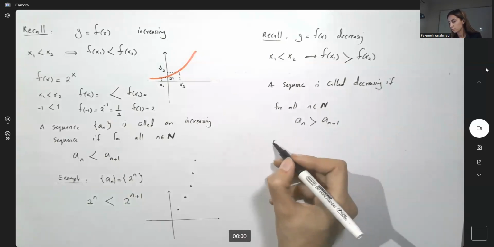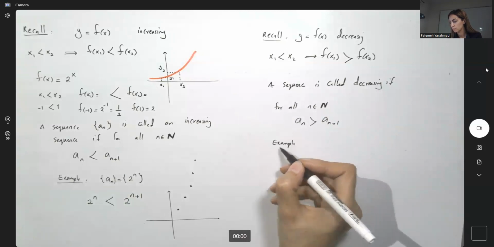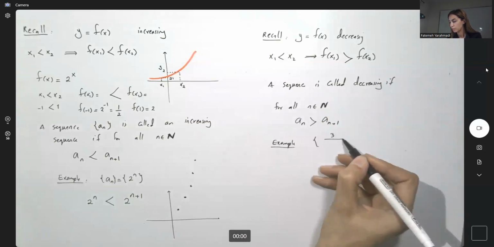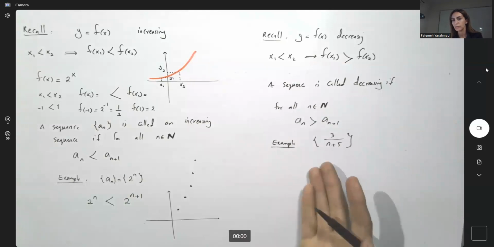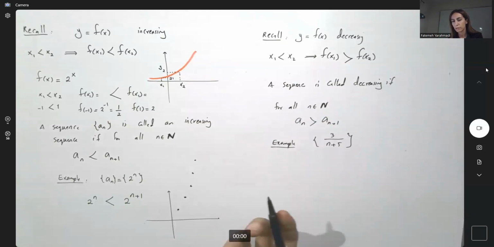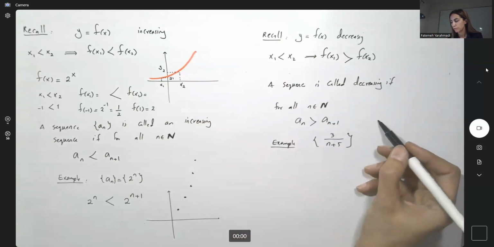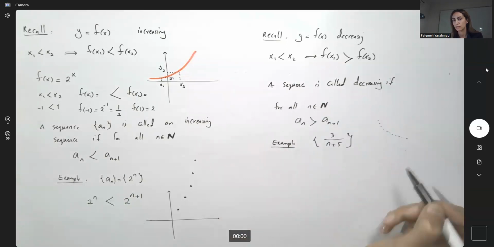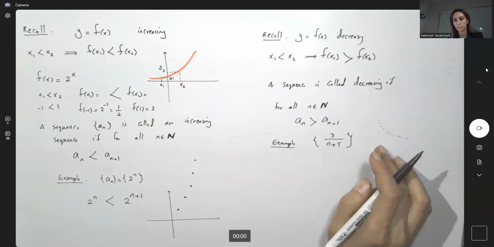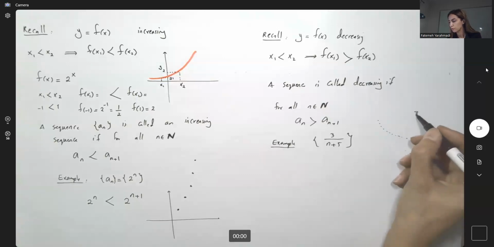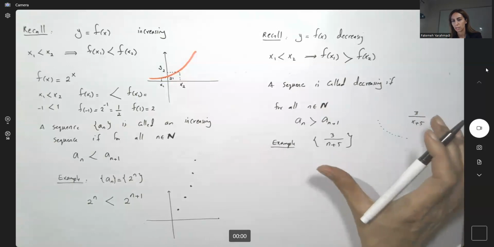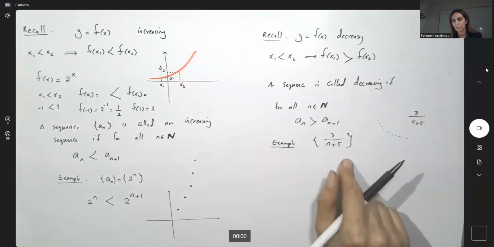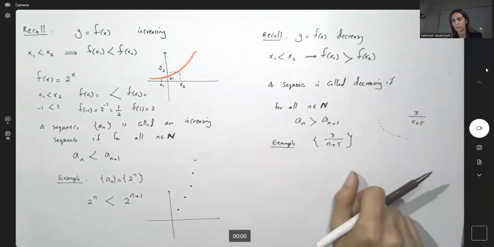Let's take a look at the example from the notes. I have 3 divided by n plus 5. Is it increasing? Is it decreasing? Now remember the behavior of the graph. The graph behaves like this. So we expect to have a decreasing behavior. You can use Desmos and graph the function 3 divided by x plus 5, which is going to resemble the same behavior for the sequence. The graph is decreasing.